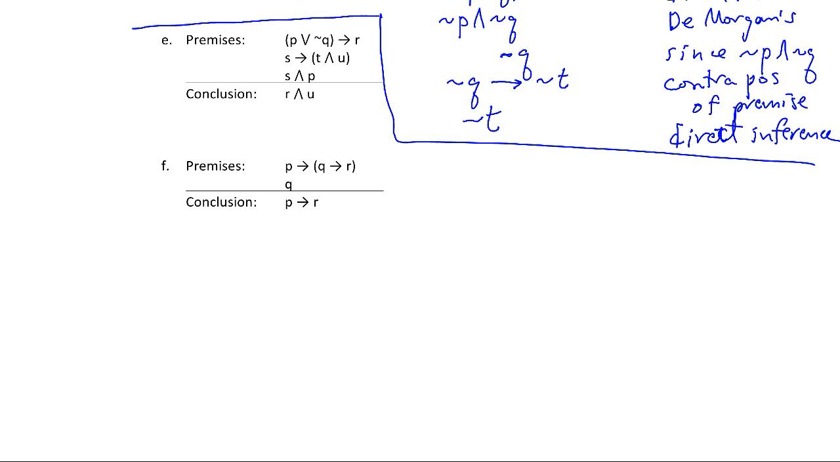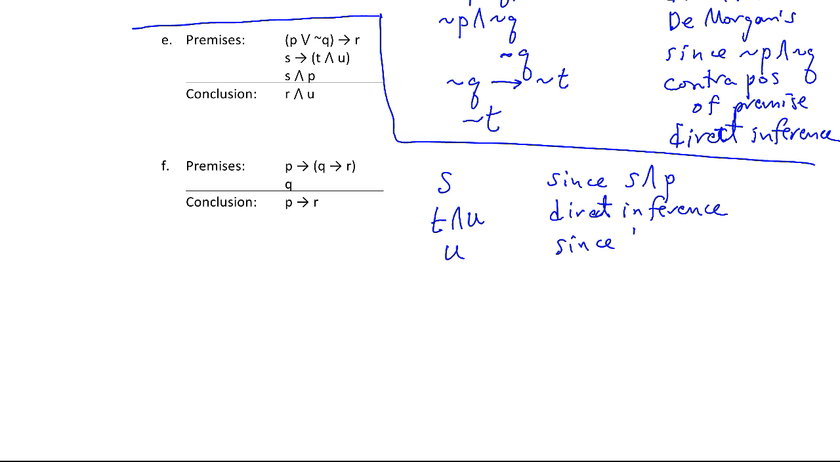Okay, so the first thing I'm going to do is I'm going to say S is true since S and P are both true. Then I'm going to conclude that T and U is true by direct inference. Then I'm going to conclude that U is true, since both T and U are true.